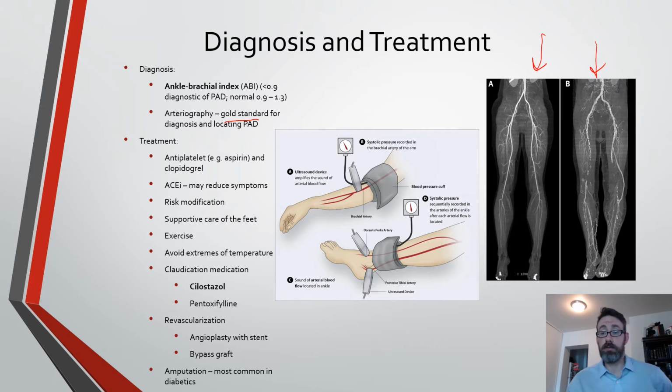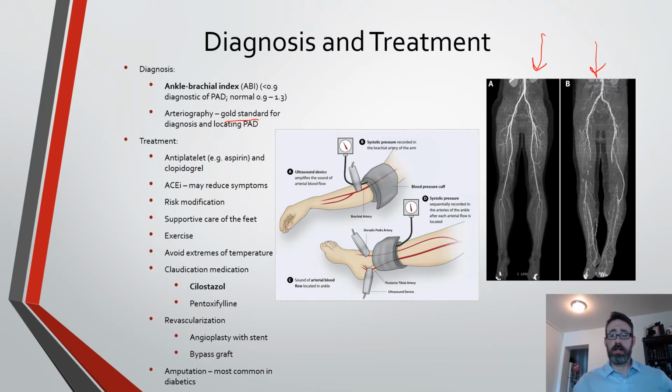Now, in terms of treatment for this, it follows very similar to coronary artery disease in that you put them on an antiplatelet because this is primarily caused by atherosclerosis, right? So aspirin and clopidogrel, assuming no contraindications. Now, an ACE inhibitor may reduce symptoms. It's a little controversial with ACE inhibitors. They may reduce symptoms in some cases. However, for the most part, vasodilators don't really have any effect here.